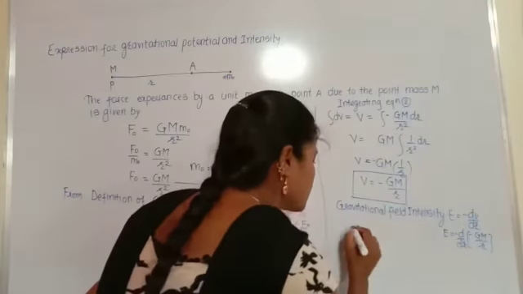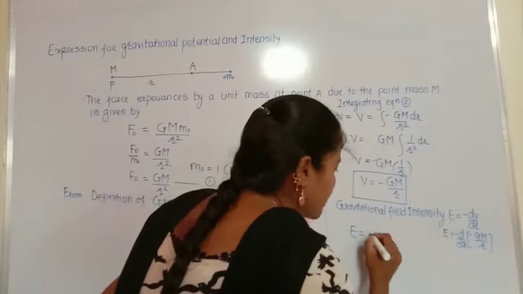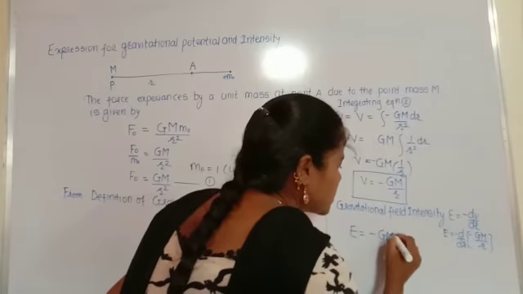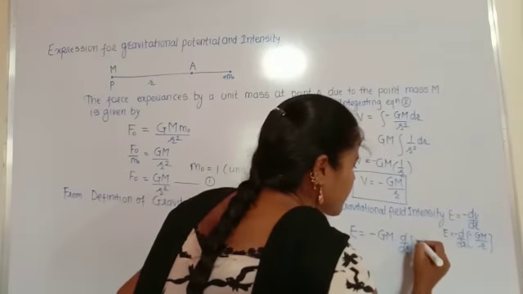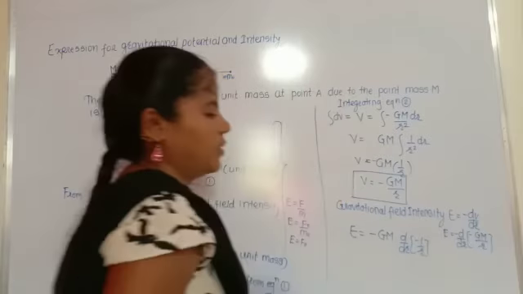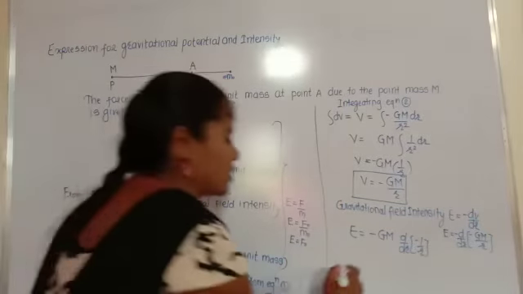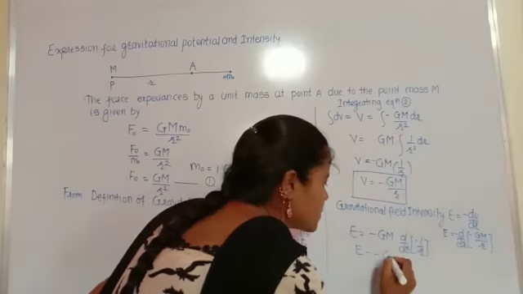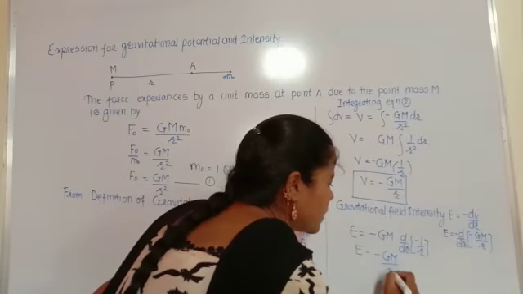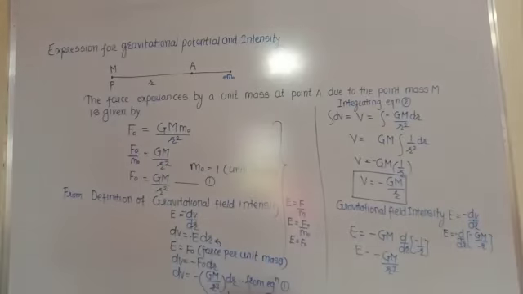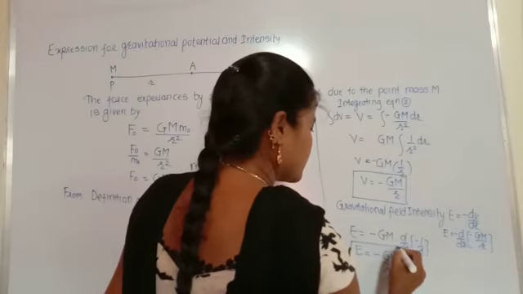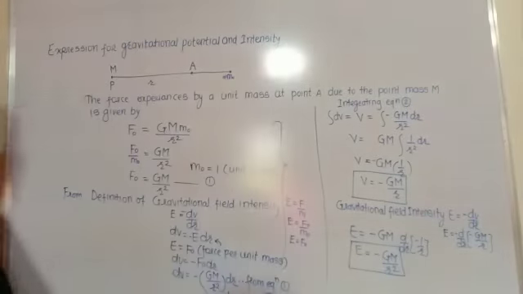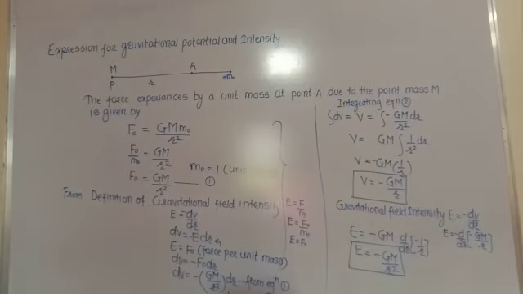and therefore E is equal to minus, G and M are the constant terms, and d by dr of minus 1 by r gives again the plus term. So therefore E is equal to minus GM by r square. This is the gravitational field intensity, E is equal to minus GM by r square. This is the expression for the gravitational field intensity at a distance r.